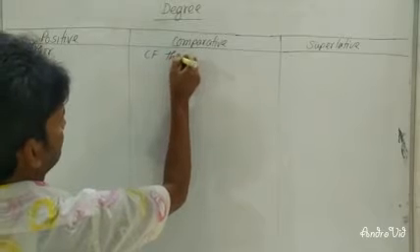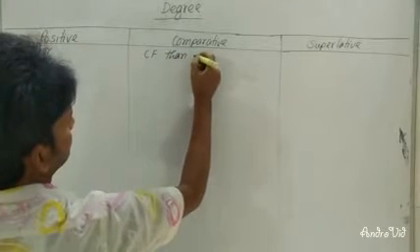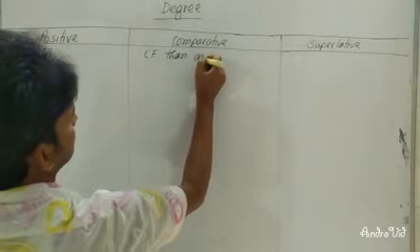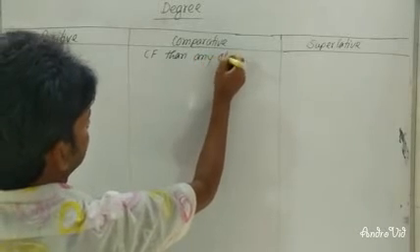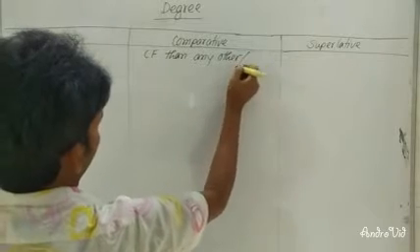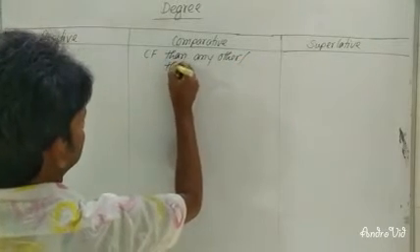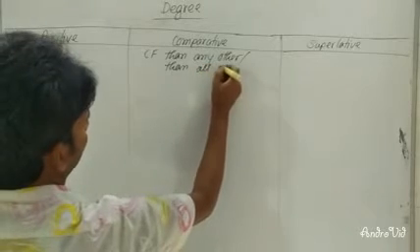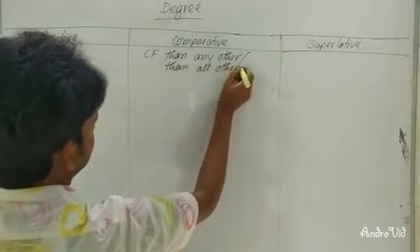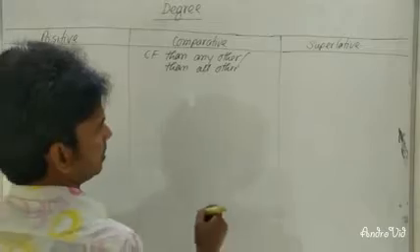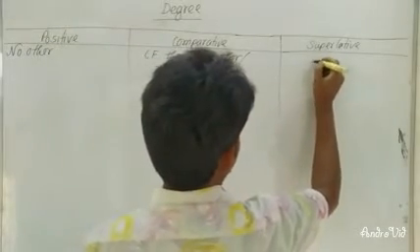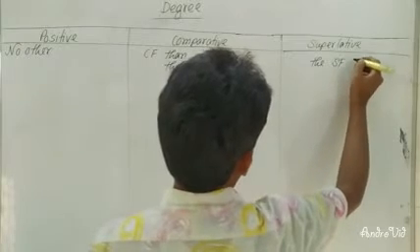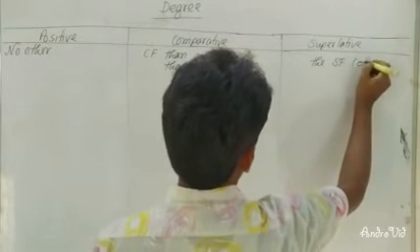Then any other, or then all other. In superlative, you will have to use here the, then SF. SF means superlative form. Sometimes you will have to use here of all.